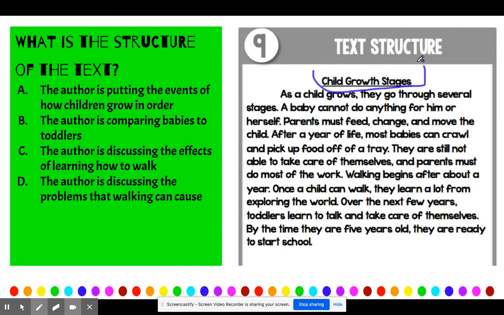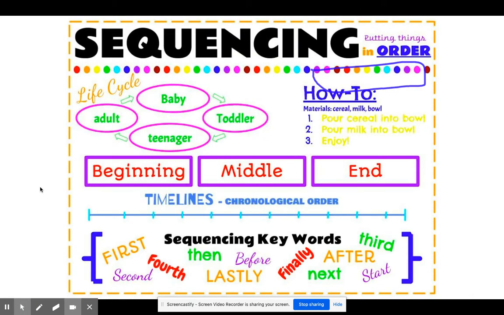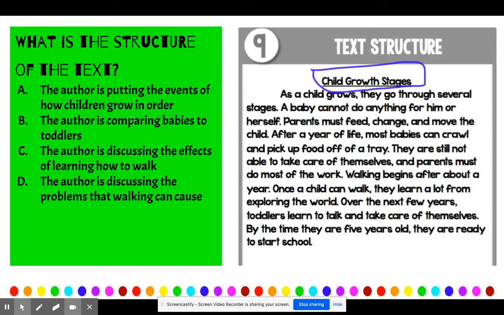Here is my title, A Child's Growth Stages. Well, man, if I go and look at my anchor chart, what do you see right here? Life stages, right? So it kind of gives me a hint, even though I already knew this was sequencing. Even though I already know it's sequencing, it kind of gives me a hint. That's why titles are super important and why you've got to make sure you're paying attention to them, okay? All right, here we go.